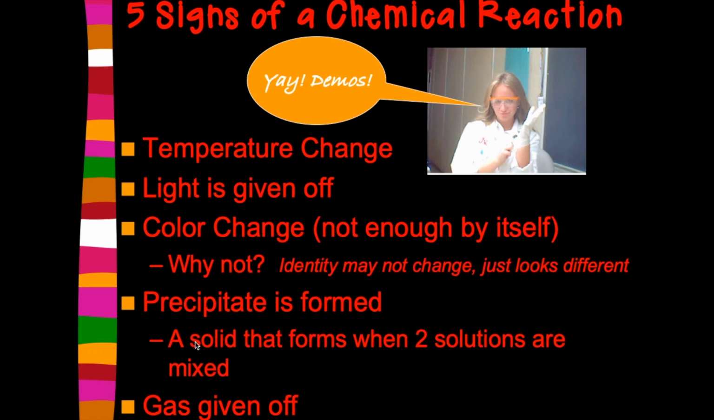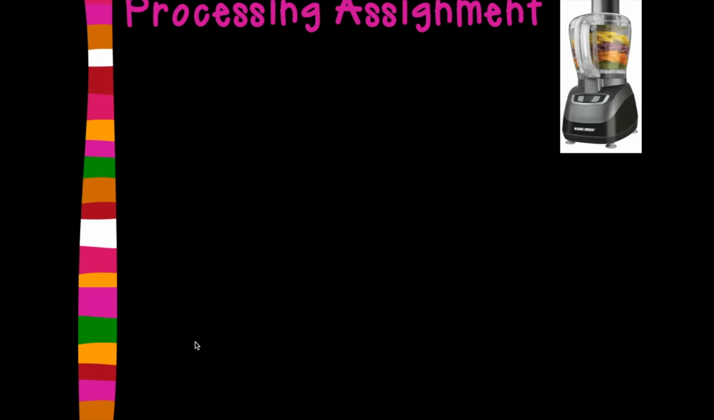Anytime we do a lab, anytime you observe some type of experiment or thing happening in your world, you will know that it's a chemical reaction or a chemical change because of these 5 things, one or more of them happening. So to help you remember these 5 things, what I'd like you to do is a little processing assignment.